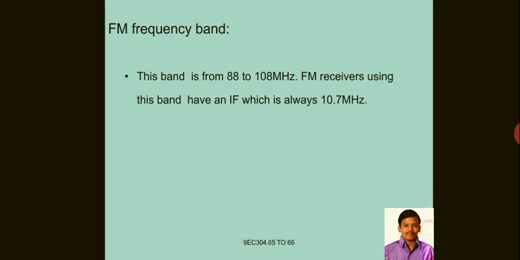Now if you look at the FM frequency band, this is also standard. This is the range from 88 to 108 MHz. It is used for many applications like FM radio broadcasting. These receivers use a constant intermediate frequency of 10.7 MHz.